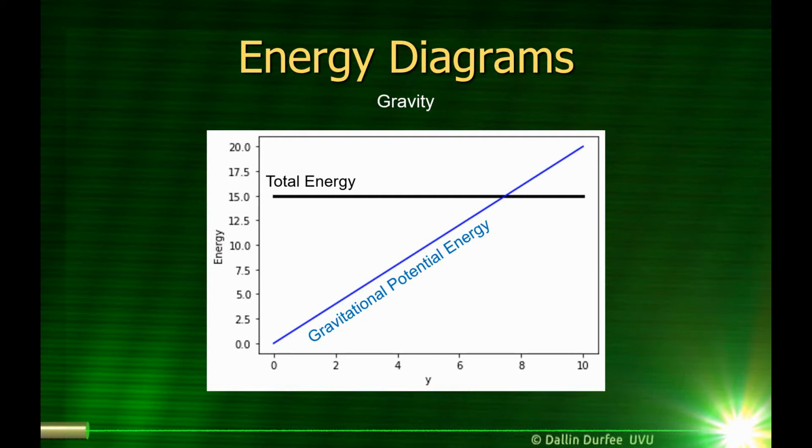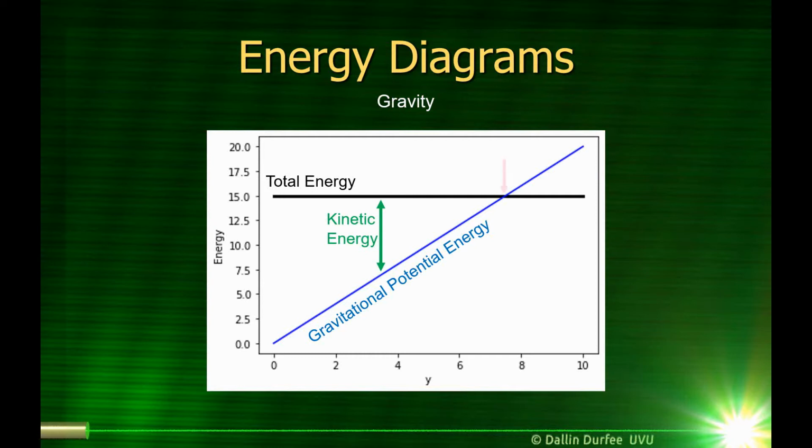So where's the kinetic energy in this plot? The kinetic energy is just the difference between the total energy and the gravitational energy. So the potential energy plus the kinetic energy equals the total energy. So as my ball goes up, it loses kinetic energy as it gains gravitational potential energy, such that the total energy of the ball remains constant.